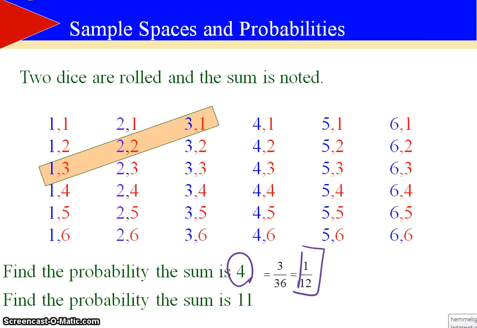Find the probability that the sum is 11. So we're going to go through, and there are 2 ways that the sum can be 11. So the probability that the sum is 11 is 2 over 36, or 1 over 18.